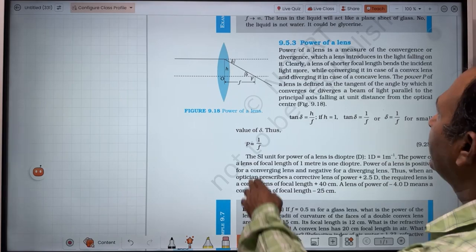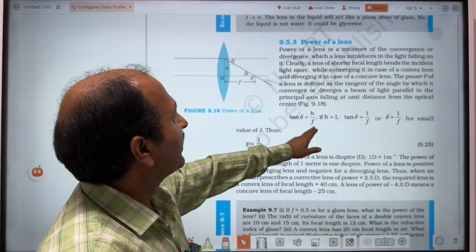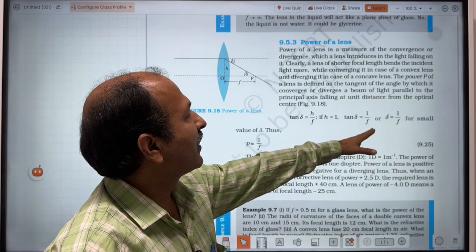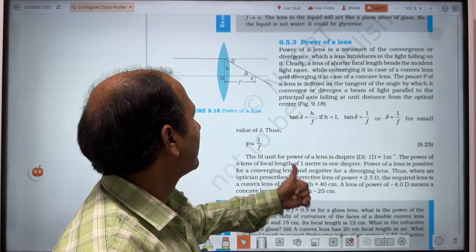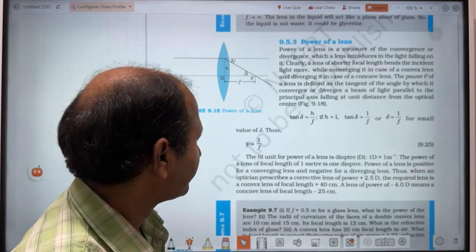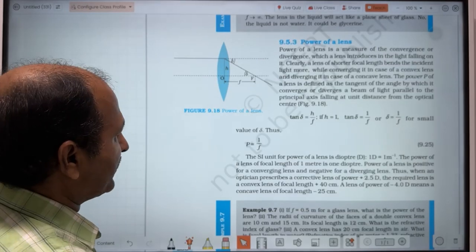So tan delta we can define as perpendicular upon base, so h upon f. If h equal to 1, then tan delta is 1 upon f, or delta equal to 1 upon f for smaller values. So power is generally defined as 1 upon focal length, and the unit of power is diopter.